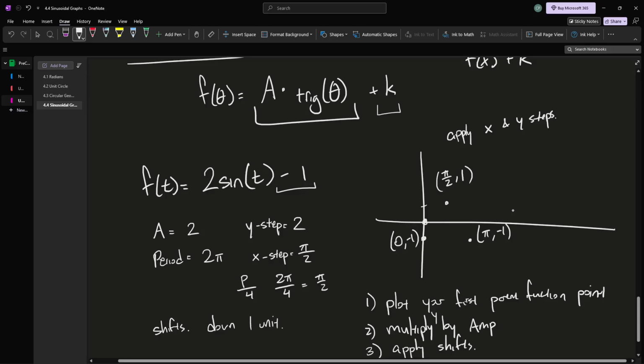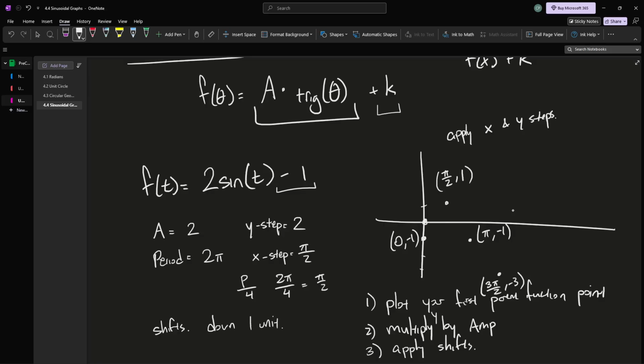Then we keep on going down. So subtracting my y step, negative 1 minus 2 is negative 3. And pi plus pi over 2 is 3 pi over 2. So I'm over here at (3 pi over 2, -3). Finally, sine goes back up. So 3 pi over 2 plus pi over 2 is 2 pi. And negative 3 plus 2 is negative 1. We have 5 points. We have 1 full cycle.